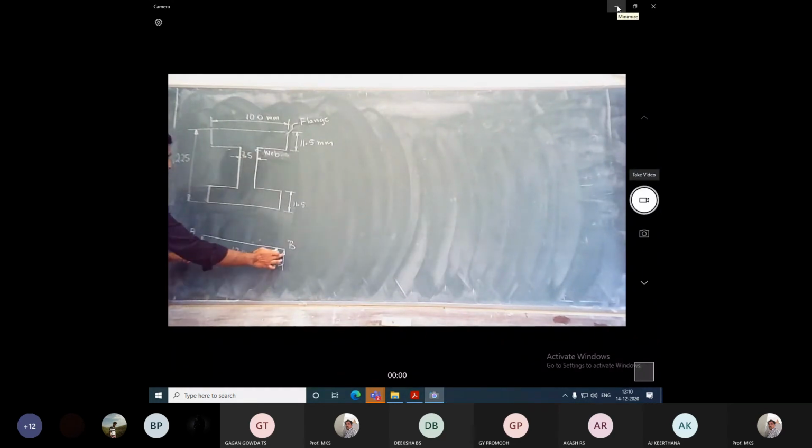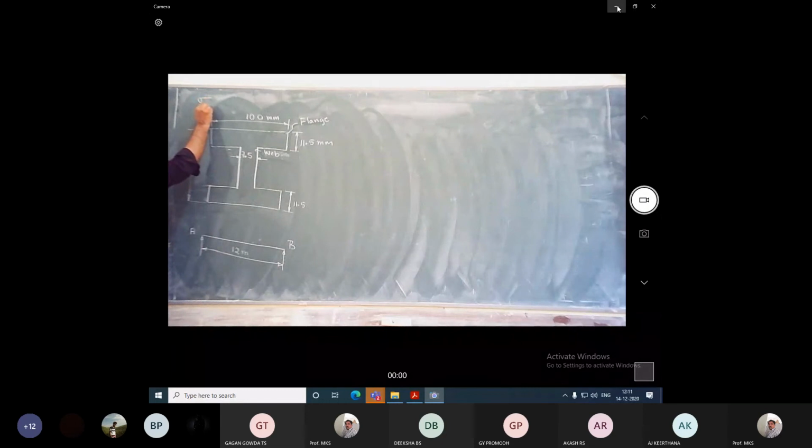So it is simply supported. We have kept the supports at the ends. The length of the beam is 12 mm. And there is one more piece of data. The maximum stress acting on the beam is sigma maximum, which is 80 Newton per mm square.